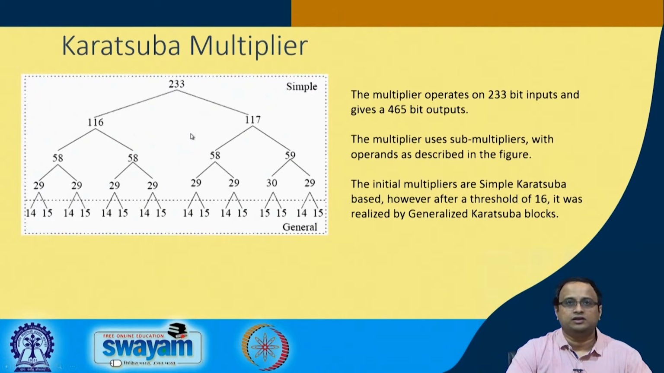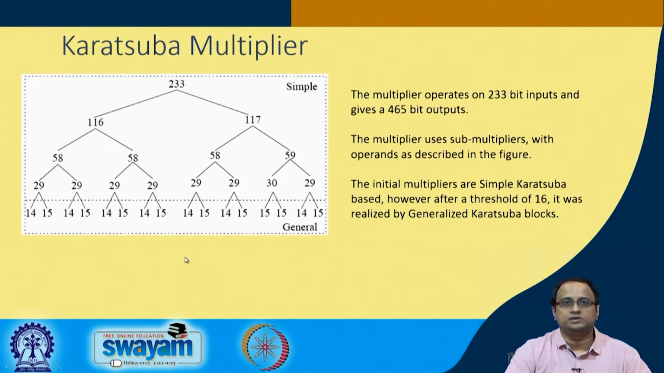When you implement a Karatsuba multiplier, this multiplier operates on 233-bit inputs and gives a 465-bit output, and it uses sub-multipliers with the operands as described in this figure. The initial multiplier is a simple Karatsuba based one, but there has to be a specific threshold after which we switch. This is the overall strategy.